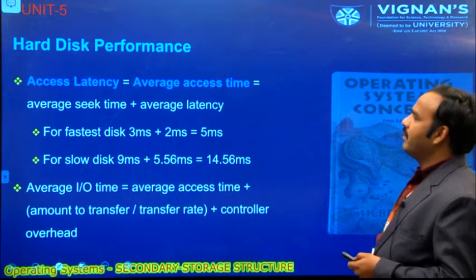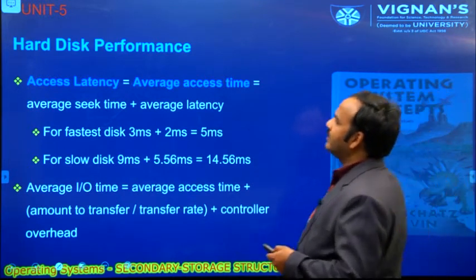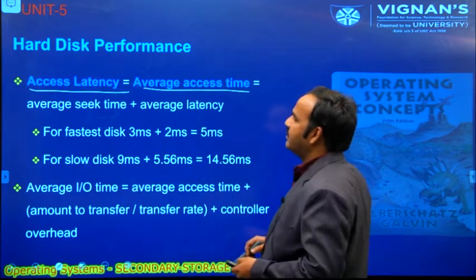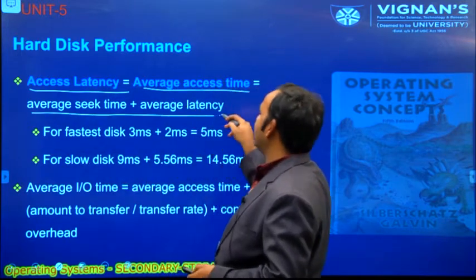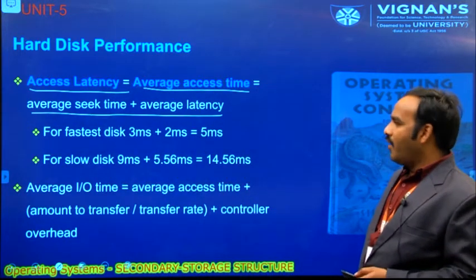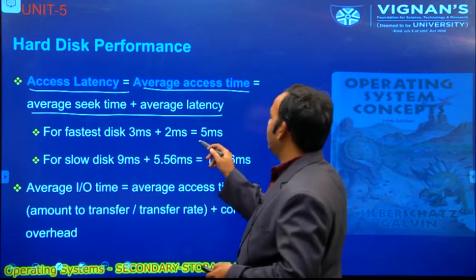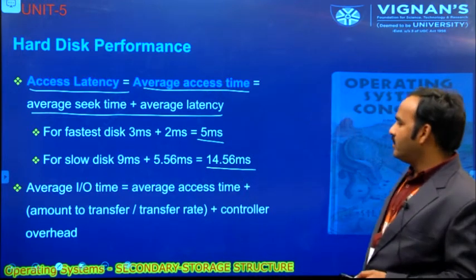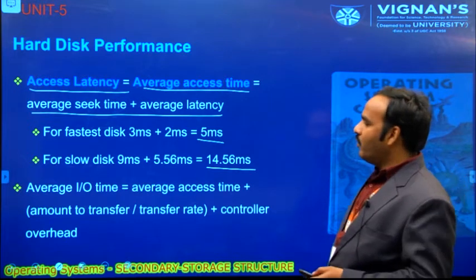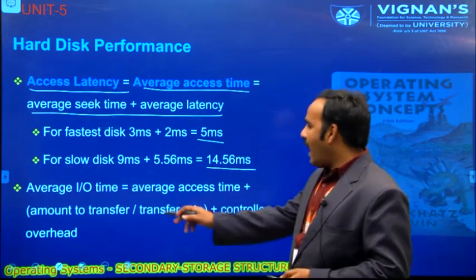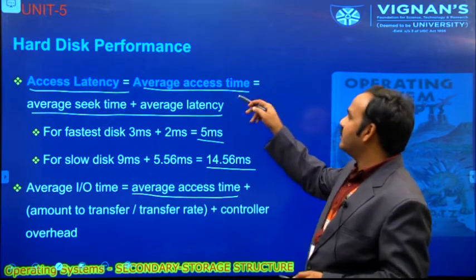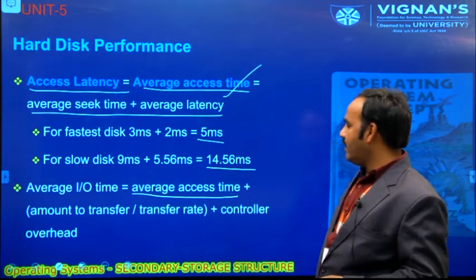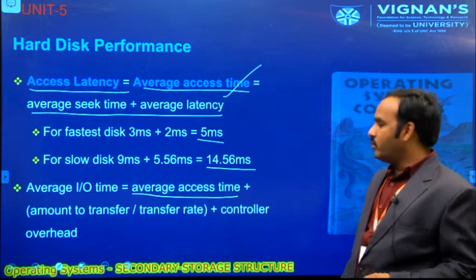Next one, hard disk performance. Average access time is average seek time plus average latency. For fast disks, this is 5 milliseconds, and for slow disks, this is 14.56 milliseconds. The average I/O time is the average access time, which we have already calculated, plus the amount to transfer divided by the transfer rate.